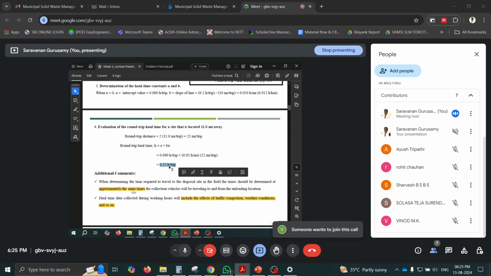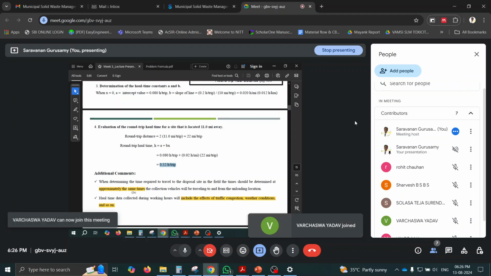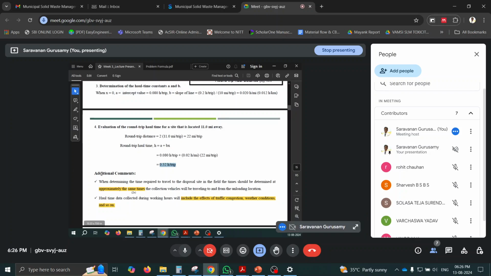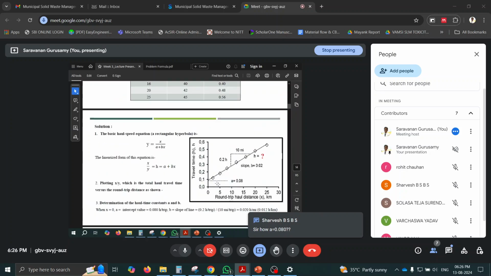Then if you divide this with the total time available in a day, then you will get how much location we can cover, or how many containers we can empty, or how many round trips we can do in a day. If it is in a week, you can multiply with 7. So simple calculation only. So here, what are the additional comments we are obtaining when determining the time required to travel? So a equal to 0.08.